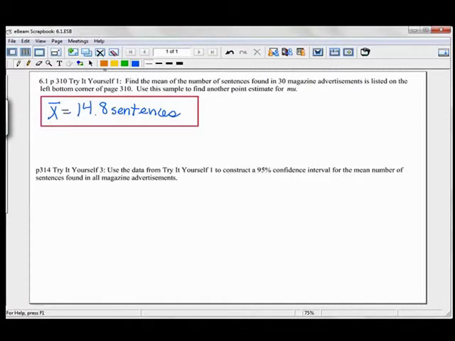But we also need this other data. From what we just found, our S sub X, which is our sigma that we're going to use for Try It Yourself 3, because they ask you to use the information from Try It Yourself 1, gives us 16.5. And from this problem we get that there are 30 magazines, so n is equal to 30.